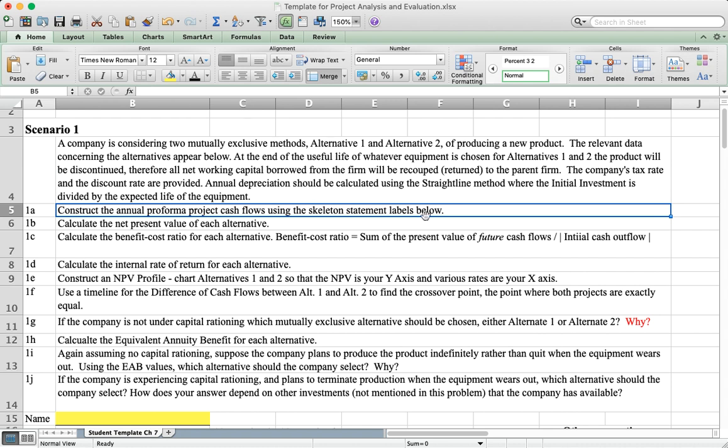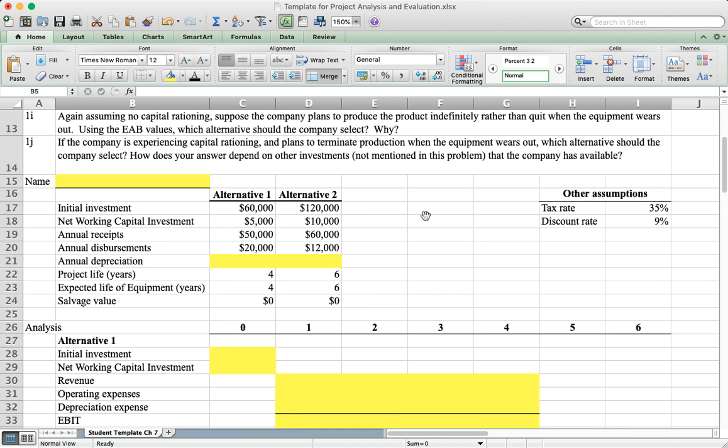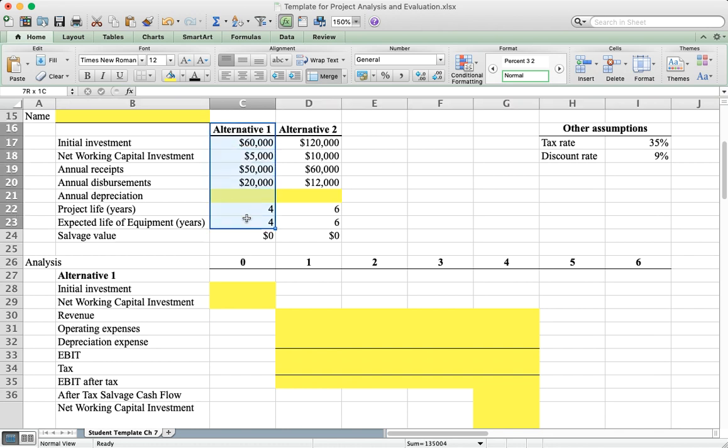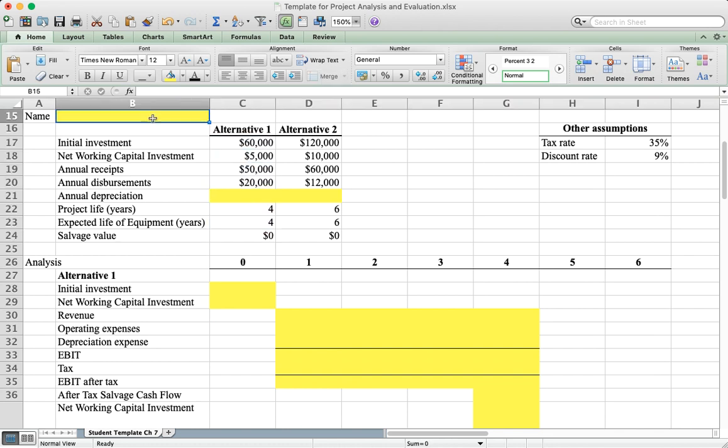There are several areas of this that you can probably figure out. The first thing is that you are constructing an annual pro forma forecast. So the first, alternative one, oh, do please make sure you put your name in here. It's easier for me to grade when it's right there.